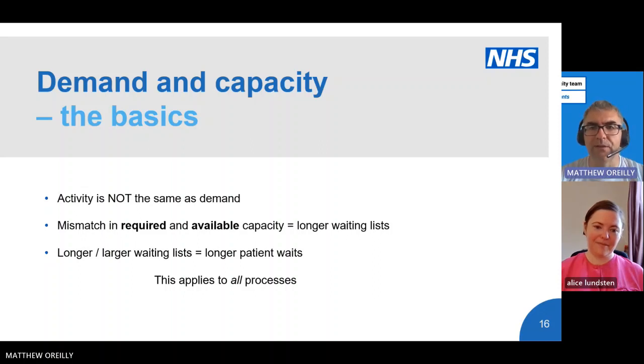Activity is what you actually did and represents the capacity that you had available. So if you use this for planning, you will not take account of gaps in capacity or unmet pressures on your service or your team. If you have a mismatch in your required and available capacity, then ultimately patients are going to wait longer and your waiting lists will be longer. There may be longer intervals between appointments, and ultimately patients will not be receiving the level of service that you want to provide.